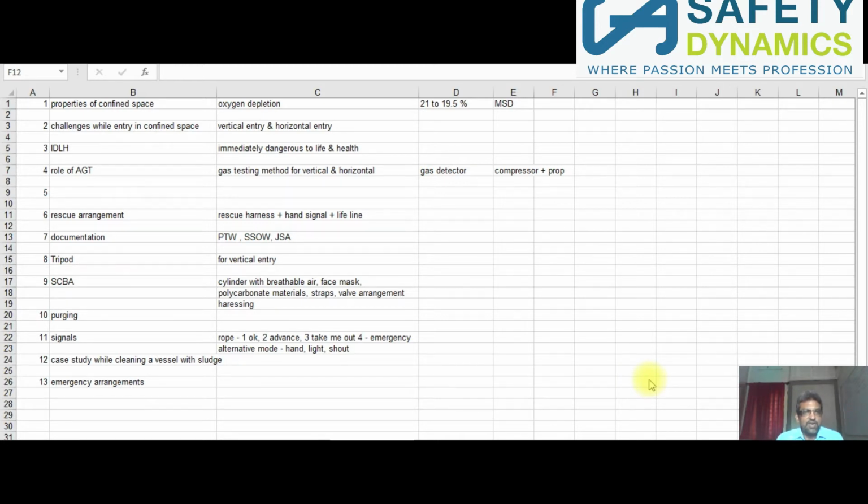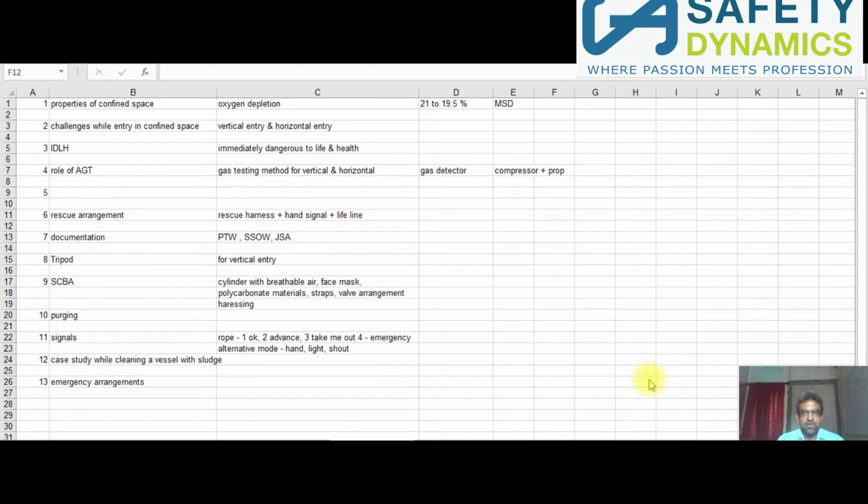First of all, we have already discussed the properties of confined space. The properties of confined space are going to be the oxygen depletion area, and wherever the musculoskeletal disorder could be there, and it may not be suitable for a continuous stay. All those things we have discussed. And then one aspect of which is oxygen depletion. What is the normal percentage of oxygen we have in the atmosphere?